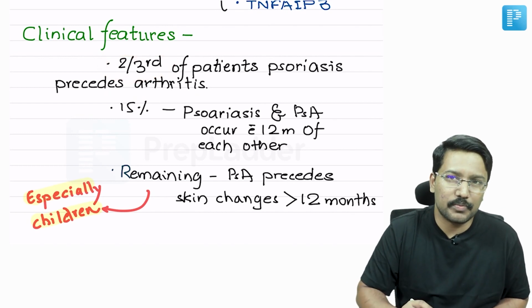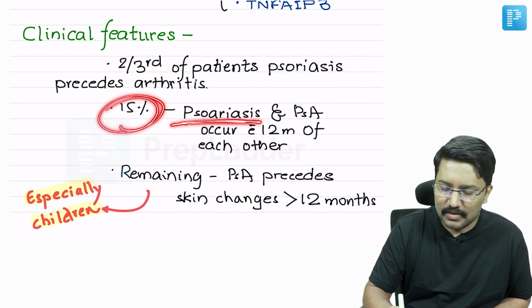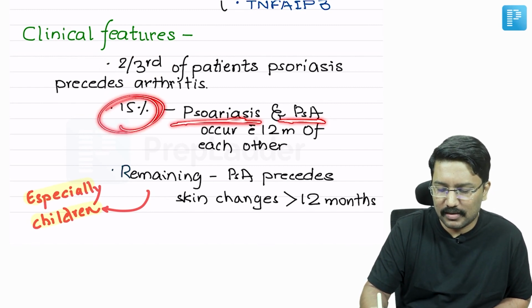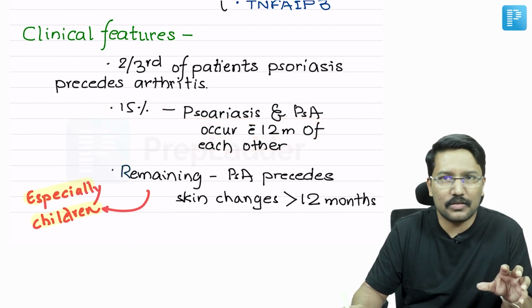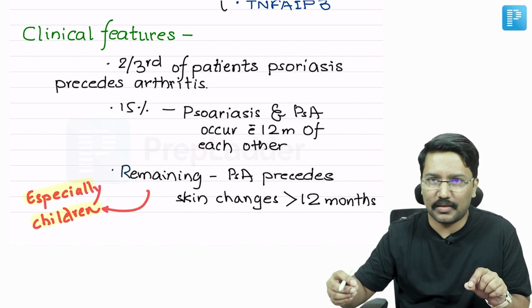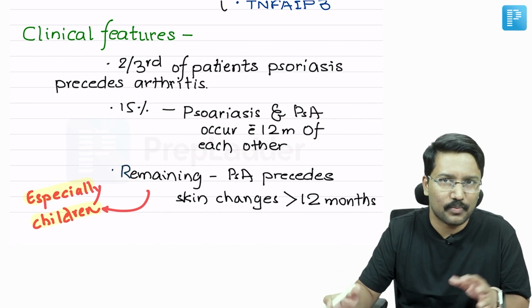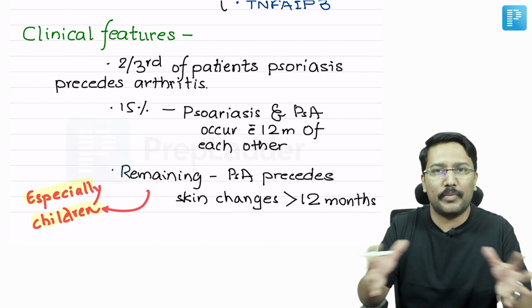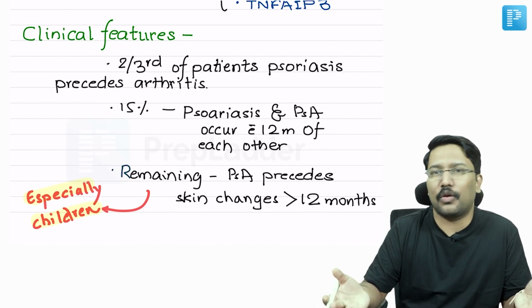Among the remainder of the patients, what is the story? 15% of them have psoriasis and psoriatic arthritis occurring within 12 months of each other. Meaning, psoriasis occurs and within 12 months the patient develops arthritis, or arthritis occurs and within 12 months the patient develops skin rashes. Both are clubbed within 12 months of time, right? Those cases, I can say they are simultaneous in onset.